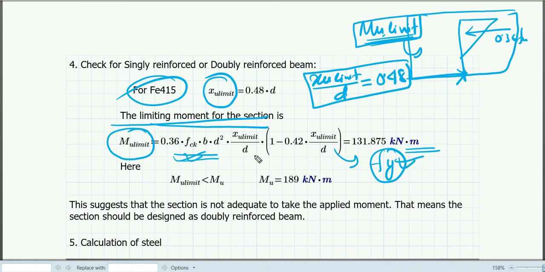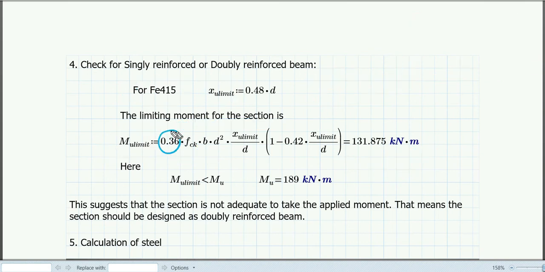It only depends upon the fck, that is the grade of concrete, and the dimensions of the concrete. That is why it is beneficial for us, because in our case only the dimension is available, so we can find out the Mu limit. The equation is 0.36 fck b d square (xu limit by d) whole into (1 minus 0.42 xu limit by d). This is actually the lever arm.